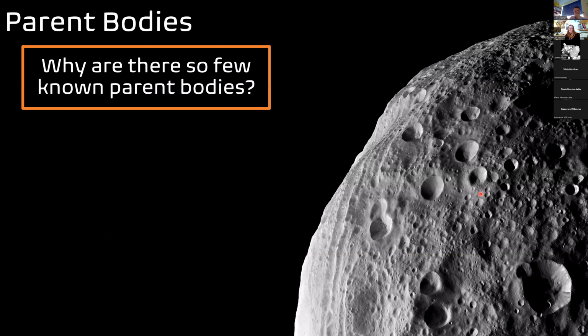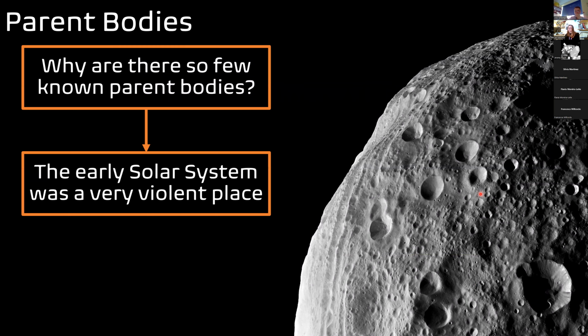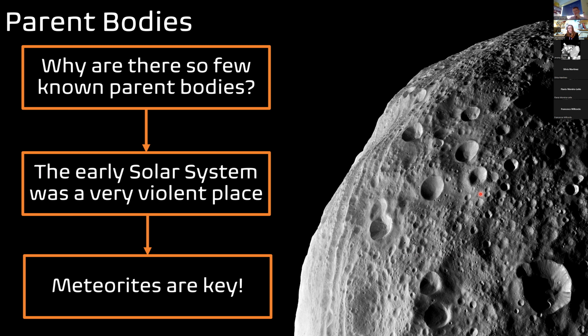So why are there so few known parent bodies? The simple answer is that this early solar system was a really, really violent place. Most of the mass of the asteroid belt is no longer in the solar system. It got flung out as giant planets migrated, as things got blown apart, which means meteorites are key in understanding the early solar system. Without them, there's just a lot of material that we wouldn't even know ever existed, and a lot of processes that we wouldn't be able to record. So that's kind of like a brief introduction to planetary geology as a whole, and hopefully puts a little bit of context for what we're doing and why we study meteorites.